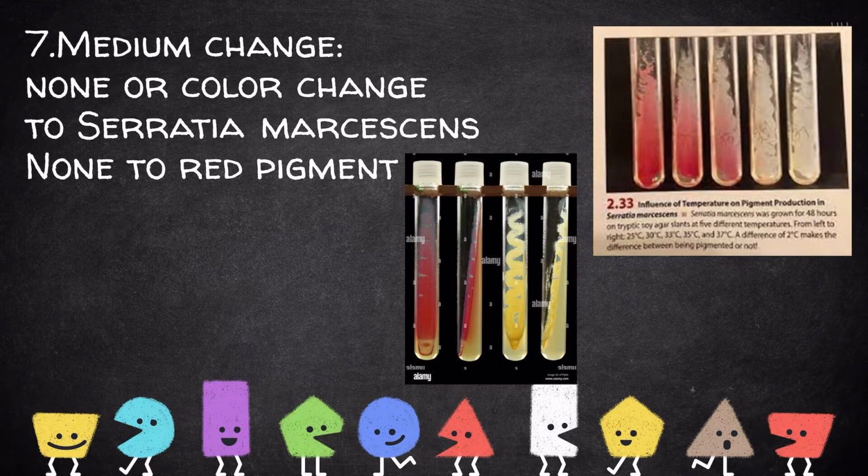As for the color change, the species name marcescens means fading away, suggesting that the fading of the red color is characteristic of the species. A difference of 2 degrees Celsius has resulted in varying pigments. The color lessens as the temperature increases.